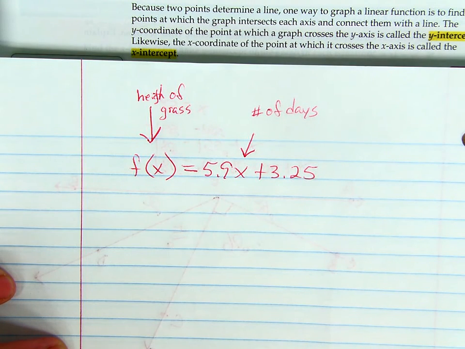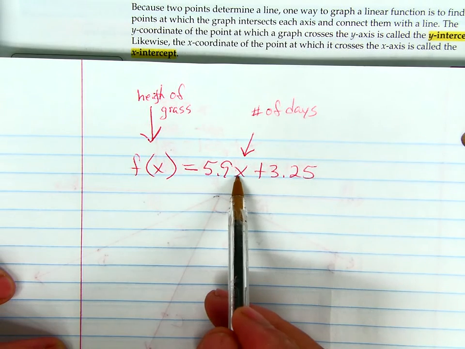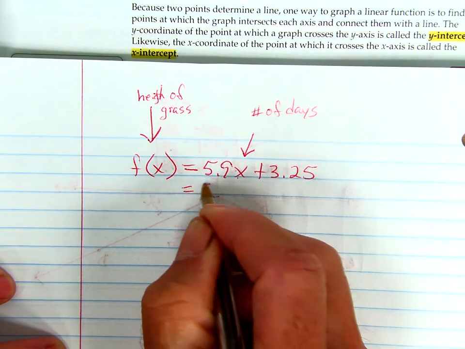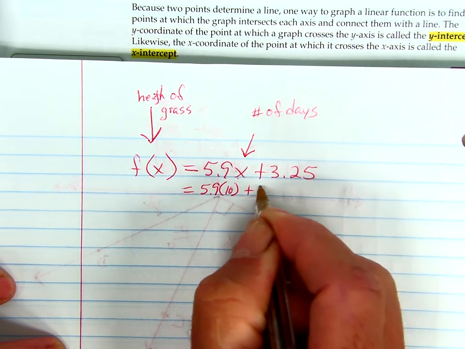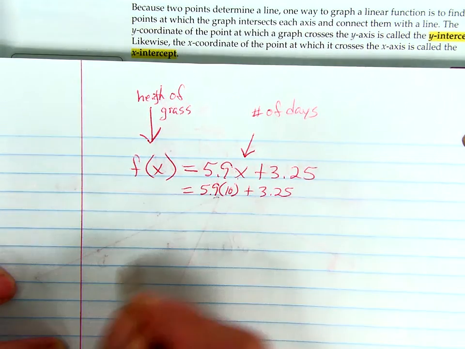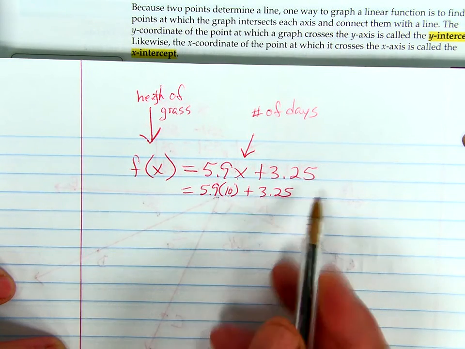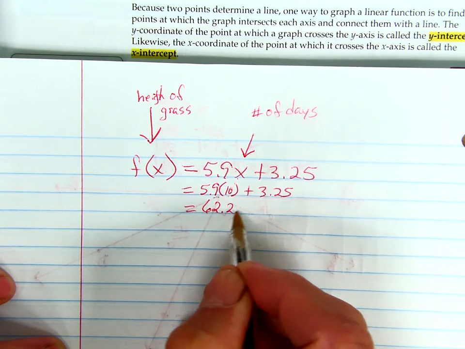So one of two things can happen. They can either say after 10 days. Well, they just told you how much the number of days is. So you replace the x with 10 and you get 5.9 times 10 plus 3.25. This is 59 plus 3.25. That equals 62.25.